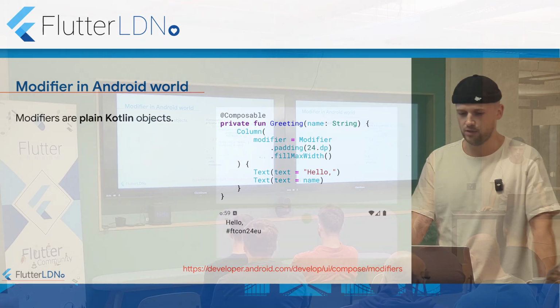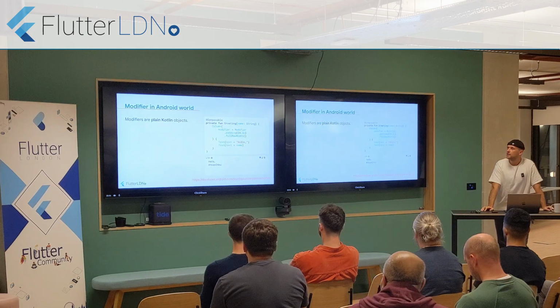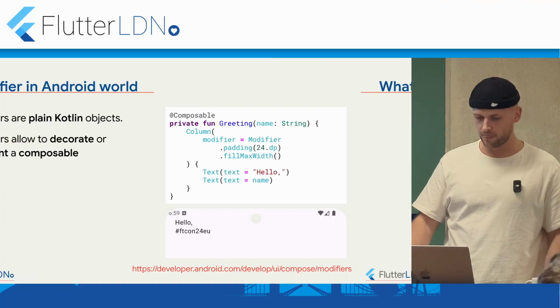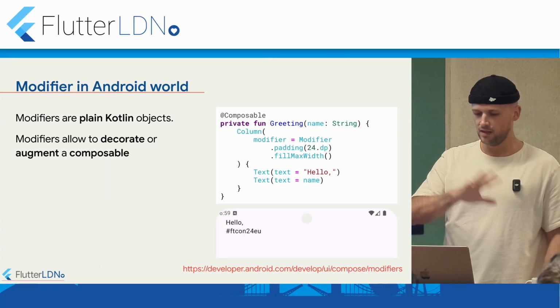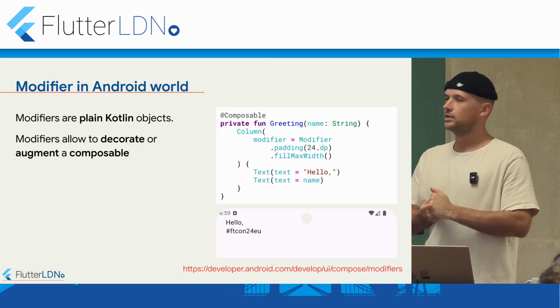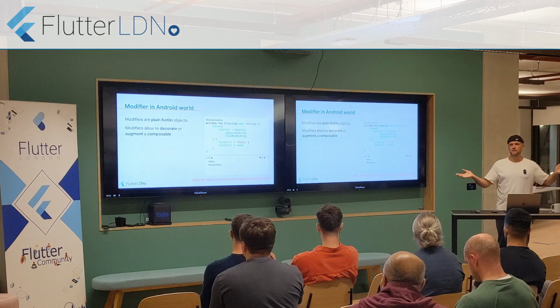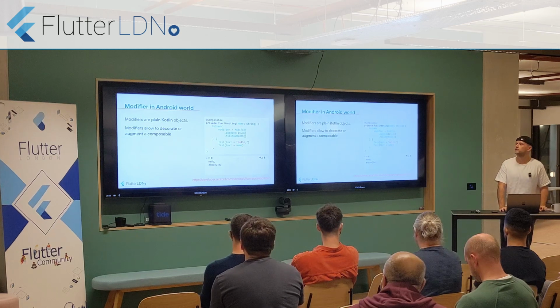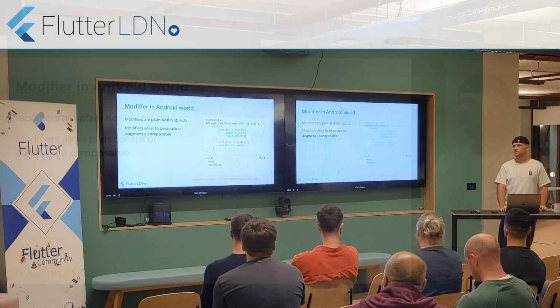So I decided to check what a modifier is. A modifier is just a plain Kotlin class. Nothing related to Android, it's just Kotlin. Also, modifiers allow us to decorate and augment the composable. So actually, as I said, it's a configuration thing. Decorator, configurator, we can call it whatever we want, but it's a modifier. It modifies in the end.